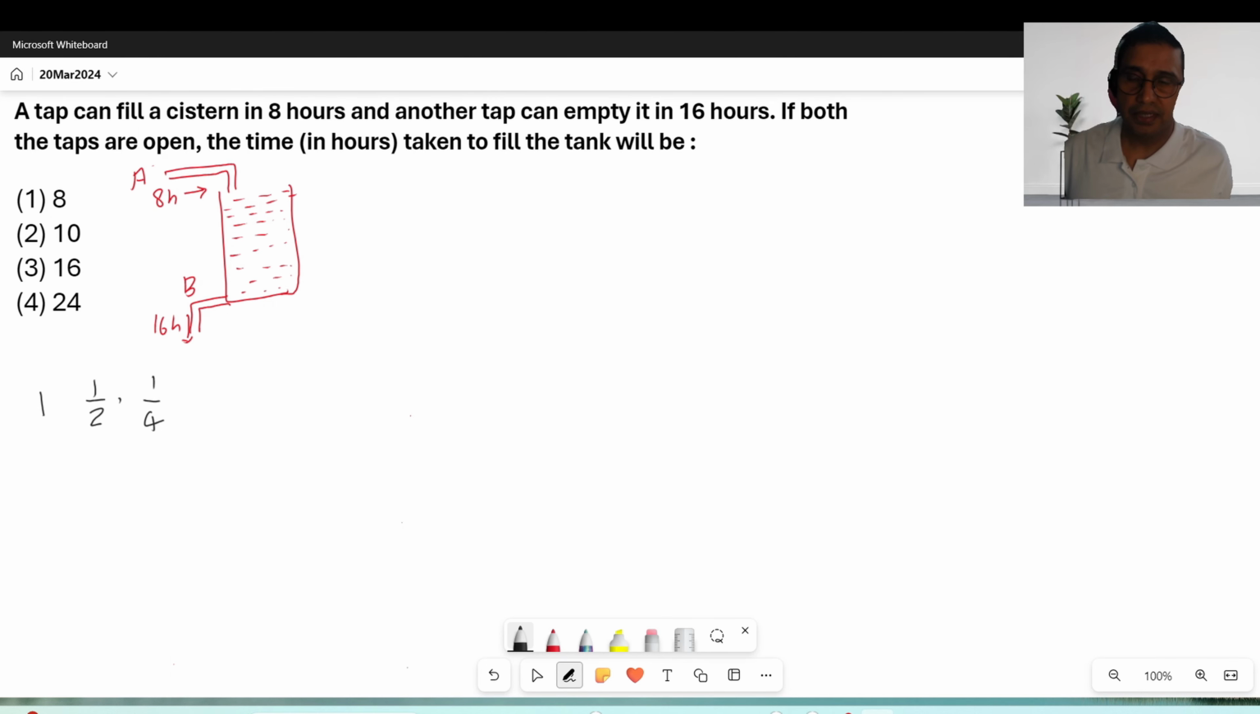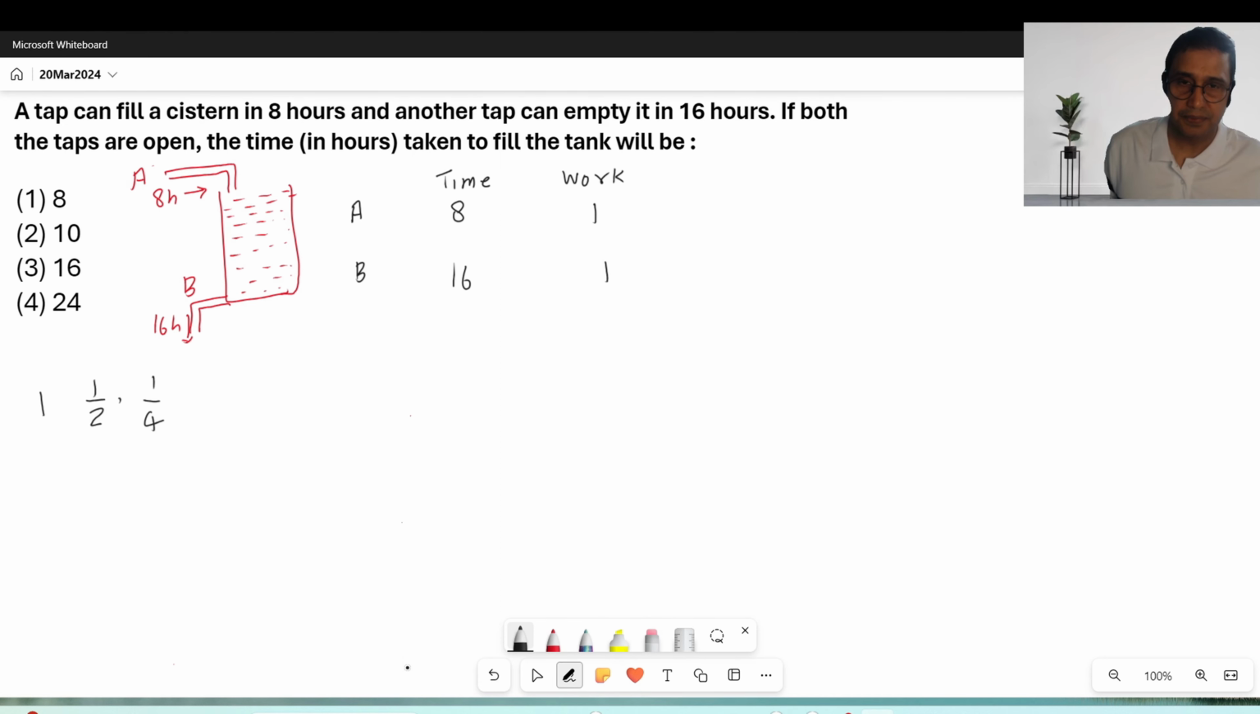Let's draw another diagram to approach the question for the solution. There are 3 entities: tap A, tap B, time, and work. Tap A takes 8 hours to complete how much work? Fully, 1. Tap B takes 16 hours to complete how much work? To complete it fully, 1. Now it's time to understand the next concept.